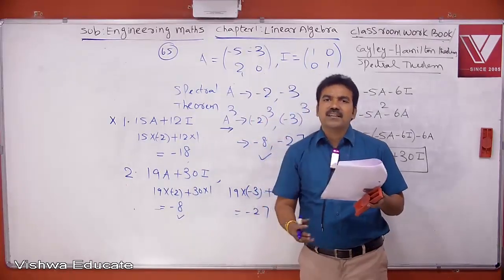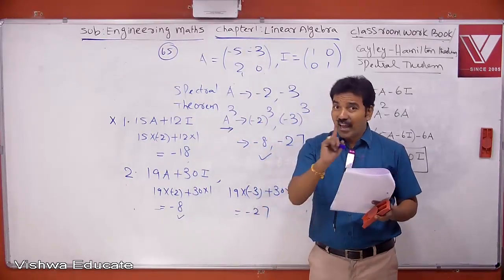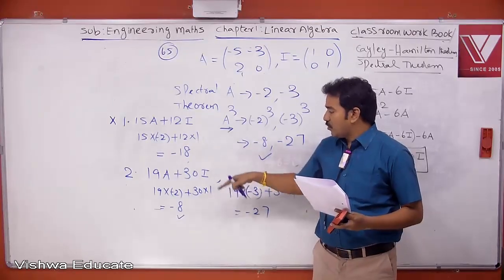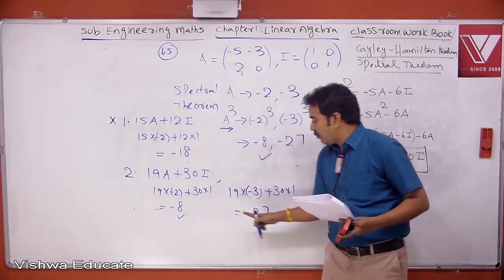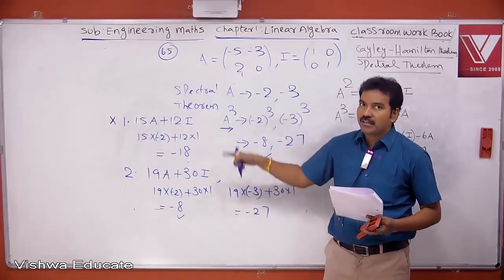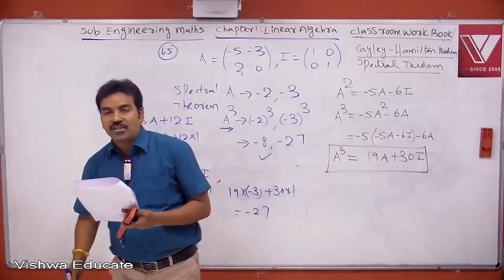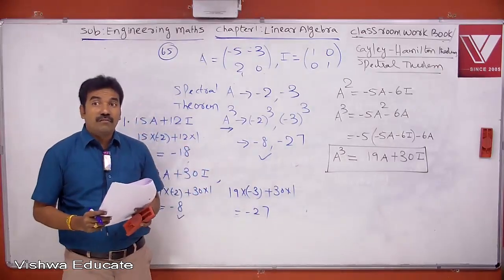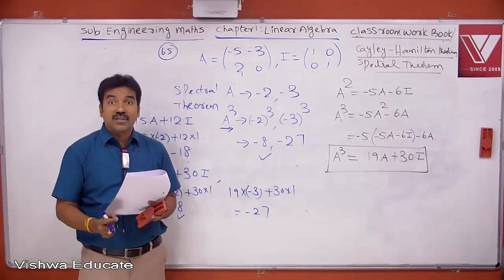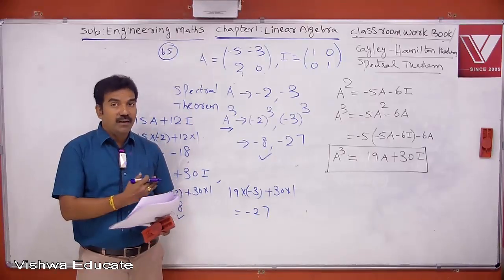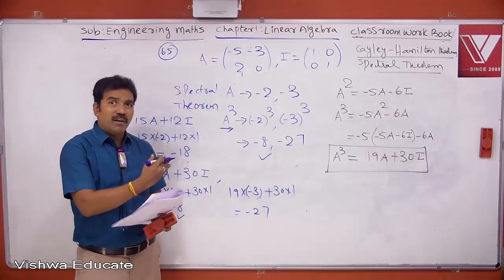Even when you go through option C and option D, at least one eigenvalue does not match. Therefore, for the second option, the eigenvalues are -8 and -27, by the spectral theorem. And for A cube, the eigenvalues are -8 and -27. Therefore, the eigenvalues of A cube are the same as the eigenvalues of the second option only. Therefore, B is the right answer. This is by using the spectral theorem, just by verification.